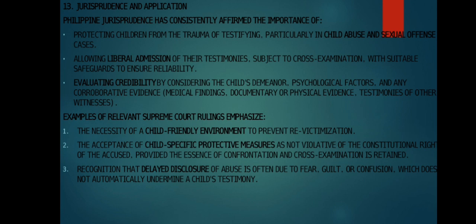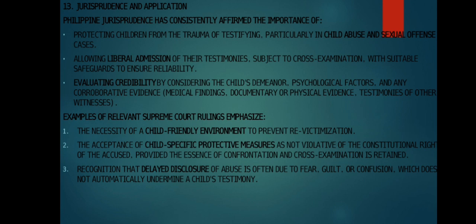Number 2, allowing liberal admission of their testimonies, subject to cross-examination with suitable safeguards to ensure reliability. Number 3, evaluating credibility by considering the child's demeanor, psychological factors, and any corroborative evidence, such as medical findings, documentary or physical evidence, and testimonies of other witnesses.